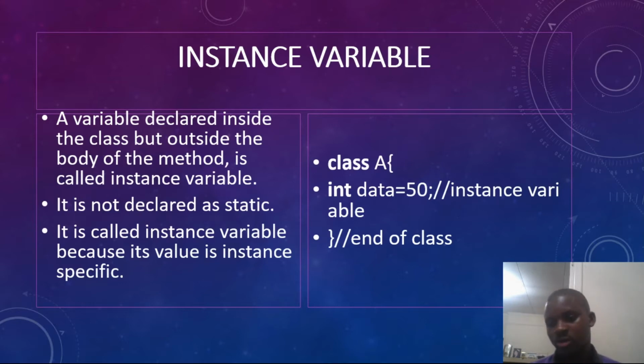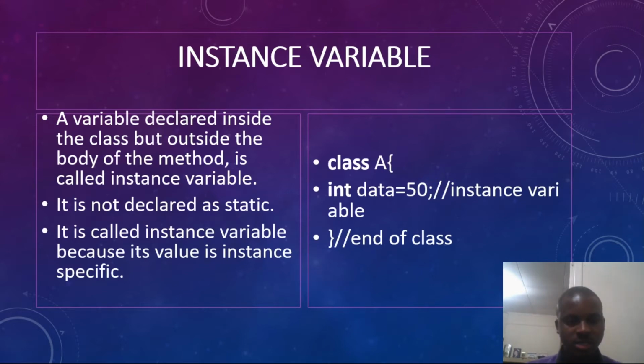You also have to know that it is not marked as static, because if you mark it static, it will belong to what? To the class. It will not belong to a certain object or to a certain instance. Okay, so it is called the instance variable because its value is instance specific.